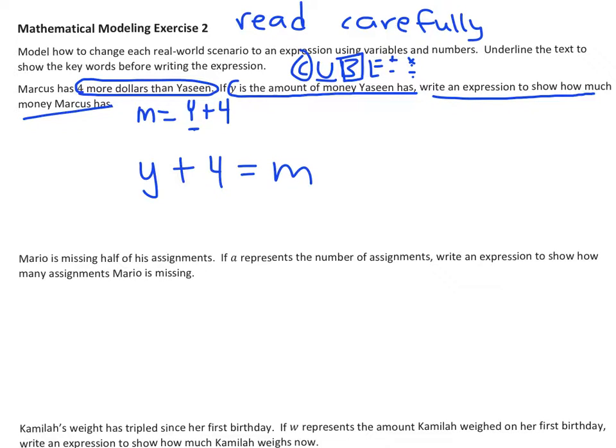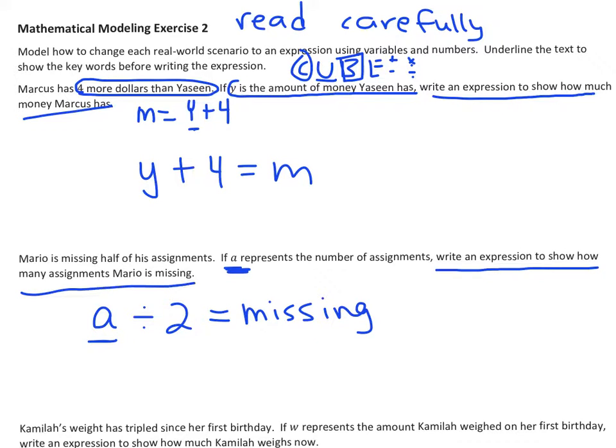And last one, Mario is missing half of his assignments. So however many assignments he has, divide that by 2. That's how many he's missing. If A represents the number of assignments, write an expression to show how many he is missing. Well, he's missing half of them, and half is divided by 2, right?